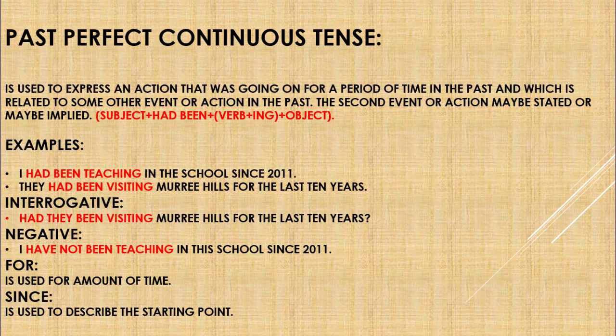In the negative sentence, we use not after the auxiliary verb have. You can see the example. I have not been teaching in this school since 2011. As I told you earlier, we use for the amount of time and since to describe the starting point.